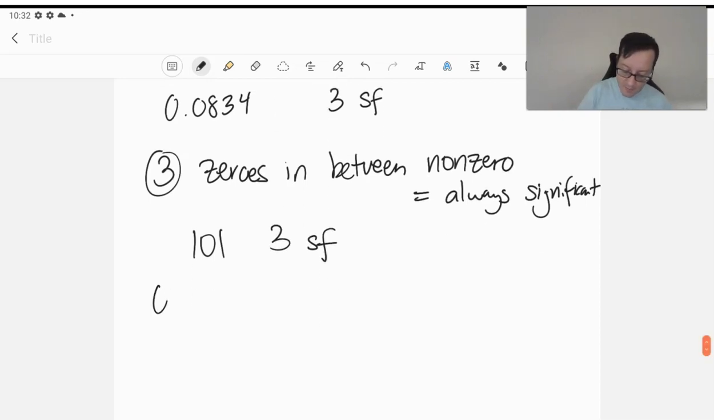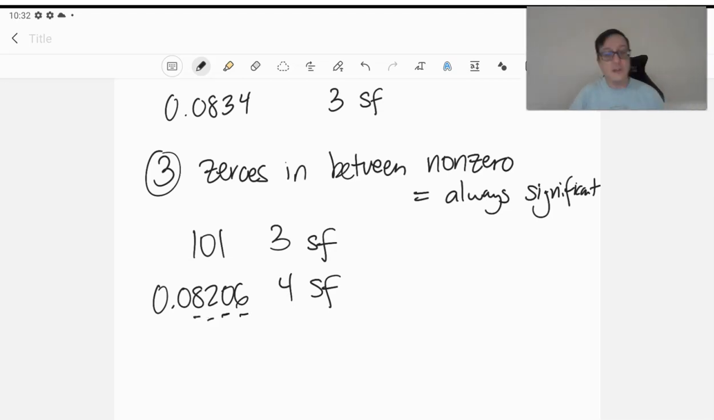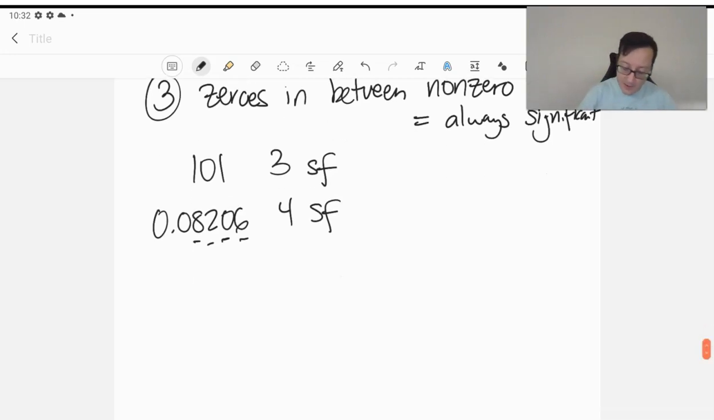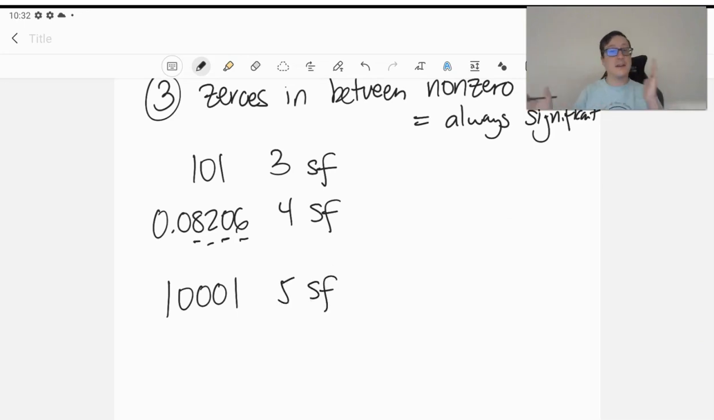We have another number. This one has 4 sig figs. We're looking at the zeros in between as well as the non-zero numbers. The zeros at the start don't count. Again, it doesn't matter where those zeros are as long as they happen to be in the middle. I can have 1110, 10,001. This is 5 sig figs. As long as there is at least one non-zero on the other sides, we're good. Those will be significant.